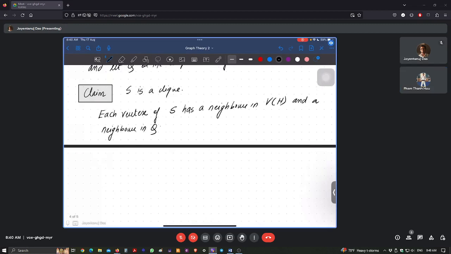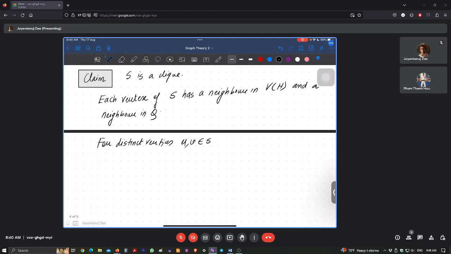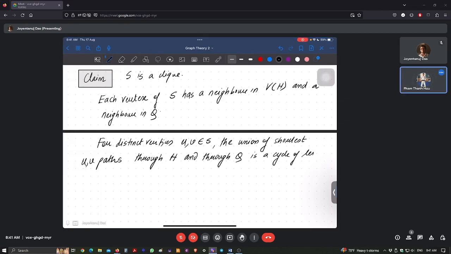Now, if we consider distinct vertices from S, suppose U and V belong to S. Then the union of the shortest UV path through H and through Q is a cycle of length at least 4.